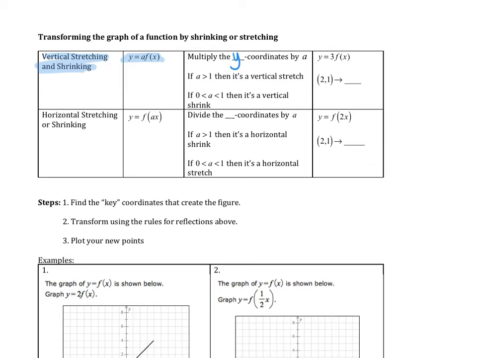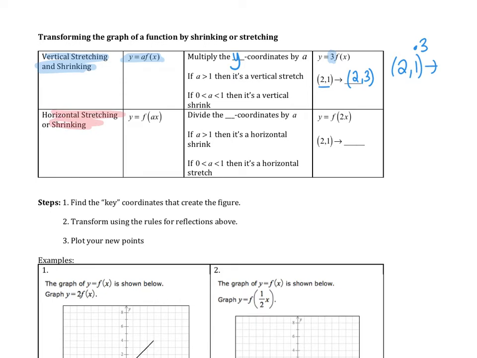So basically, if your coordinates are 2, 1, like in my example, then you are going to multiply the y by the outside number, which in our example here is 3. Y equals 3 f of x. So I'm going to take my 2, 1 and multiply the y coordinate by 3. So my new point becomes 2, 3, because 1 times 3 is 3.